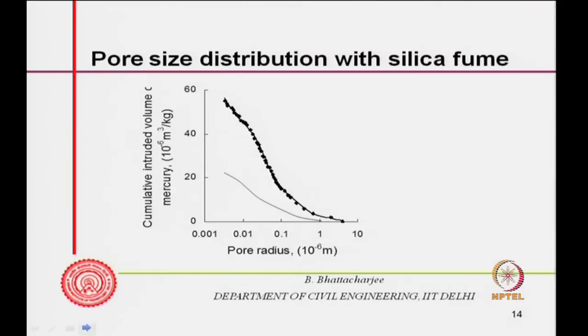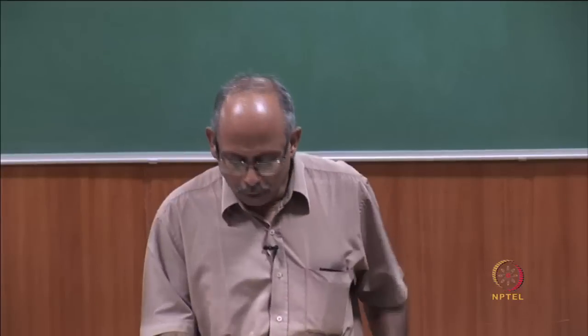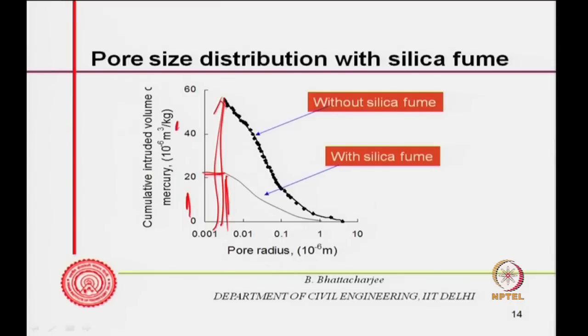If you recall, we talked about this. This is without silica fume and this is with silica fume. So, this axis is the cumulative intruded volume of mercury. If you do a mercury porosimetry, how much mercury has altogether penetrated? Originally it penetrated more, per unit volume or per unit mass, that means porosity is more. Now, after silica fume this is reduced.